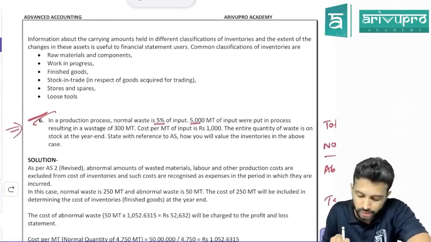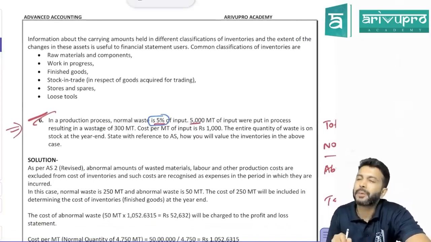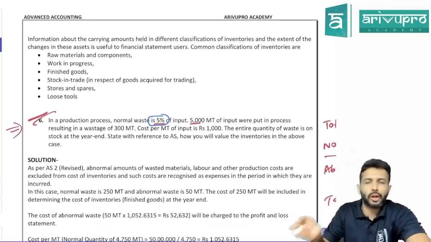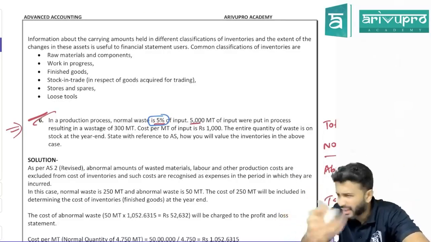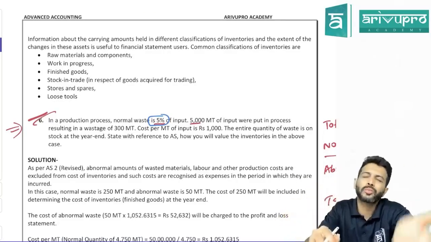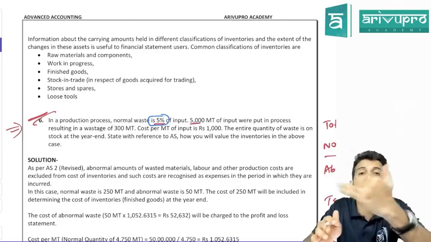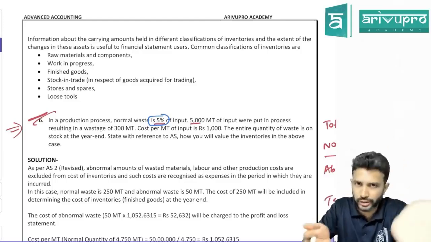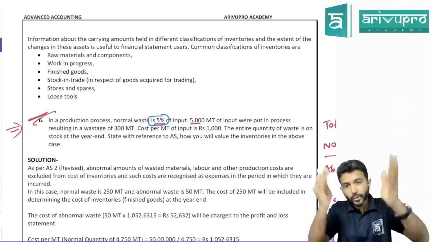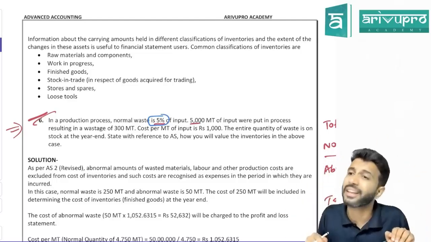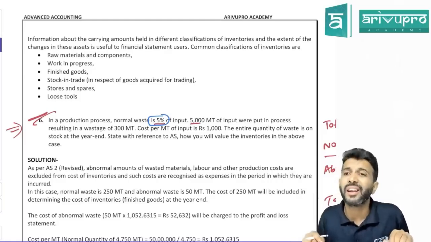In a production process, normal wastage is 5% of input. Normal wastage means it's a normal loss, because no matter what you do, you cannot escape it. It will happen, and normal loss we already studied in costing. It has to be absorbed by the remaining good units. So same funda here also. AS 2 also says the same thing. Normal loss can be absorbed by the inventory, but abnormal loss should not be absorbed.